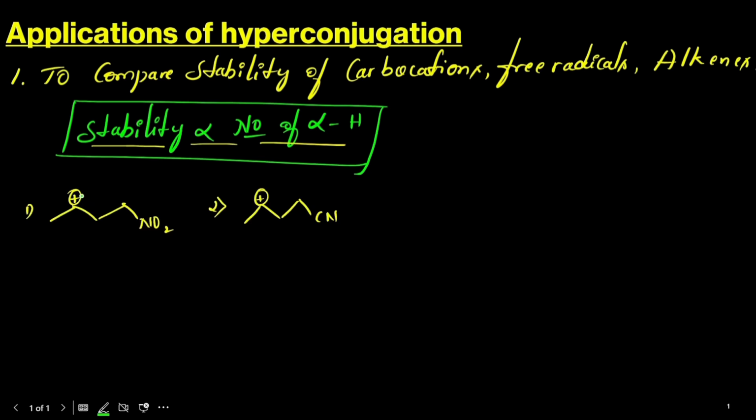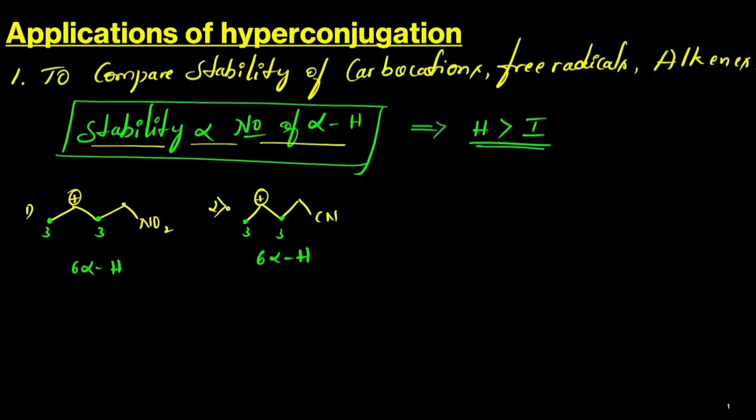If you consider here, how many alpha hydrogens are there? This is an alpha carbon atom and here this is an alpha carbon atom. How many alpha hydrogens are there? 3 alpha hydrogens and here 3 alpha hydrogens. Therefore, 6 alpha hydrogens are there. This is an alpha carbon and here this is an alpha carbon. How many alpha hydrogens are there? Here 3 alpha hydrogens and here 3 alpha hydrogens. Therefore, 6 alpha hydrogens are there. Based on hyperconjugation, the stability of these two compounds cannot be decided. Therefore, you have to go for inductive effect. As I said earlier, hyperconjugation takes preference over the inductive effect. So, here you cannot decide the stability order based on hyperconjugation. Therefore, you have to go for inductive effect.